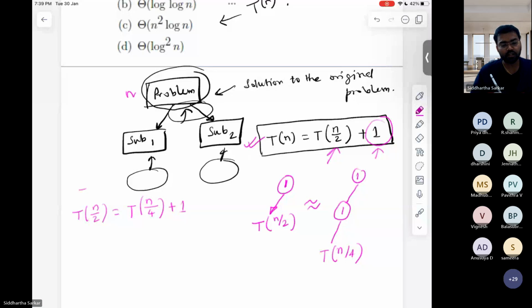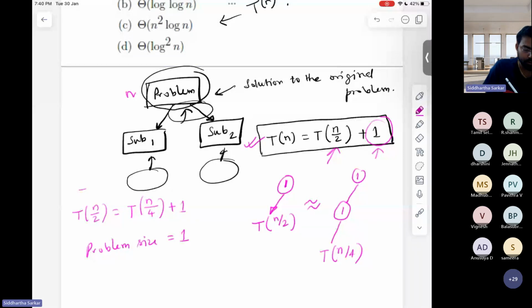So slowly you are able to reduce the problem size. In each step, essentially you're halving the problem size. So at some point, the problem size will become 1. Okay, so what is that point?